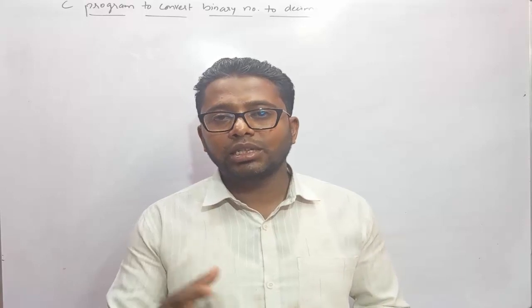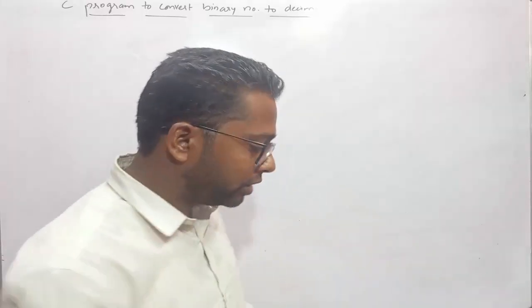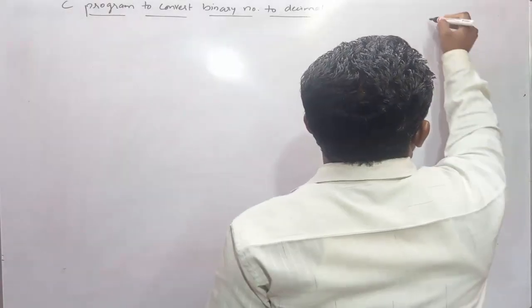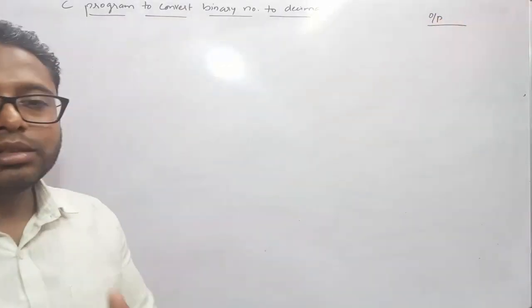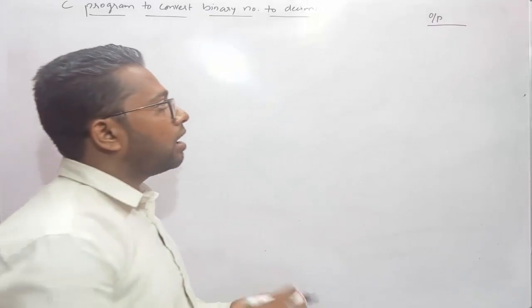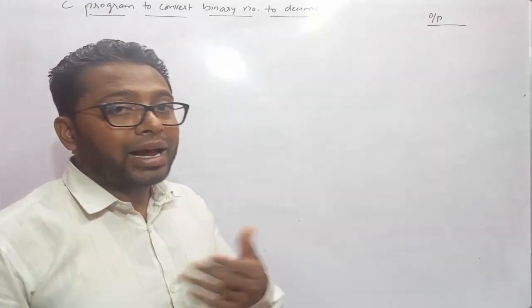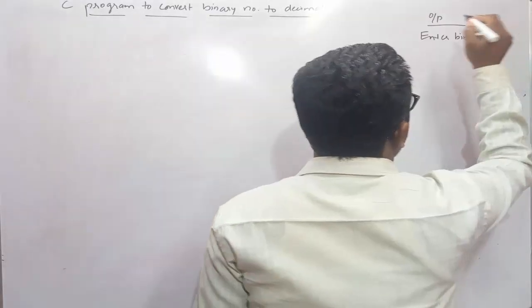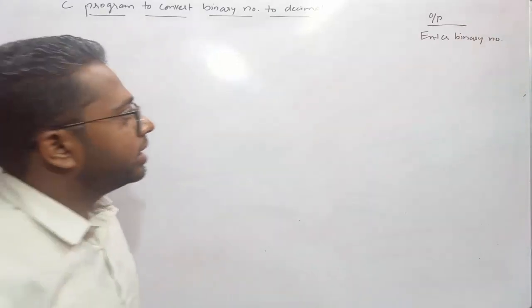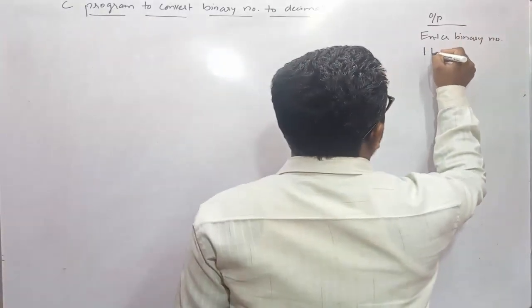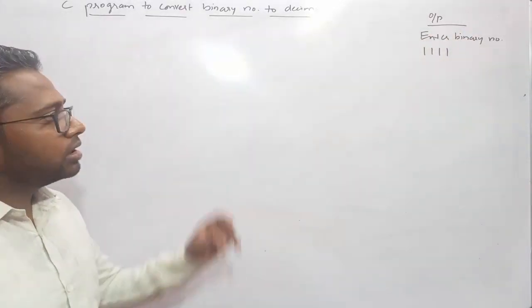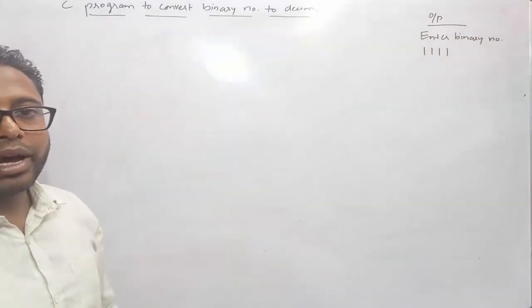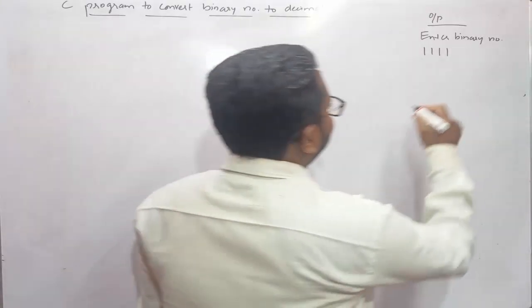Now let us start our discussion. Let me first write the output of this program. When this program gets executed, it asks the user to enter a binary number. Then I will enter 1111. Now I need to find the decimal equivalent of this binary number. So how can I do this?